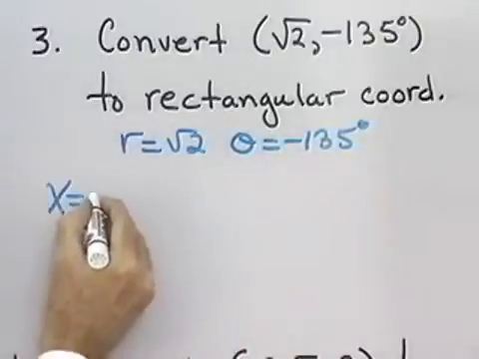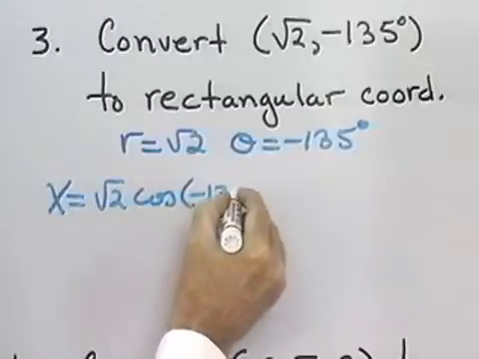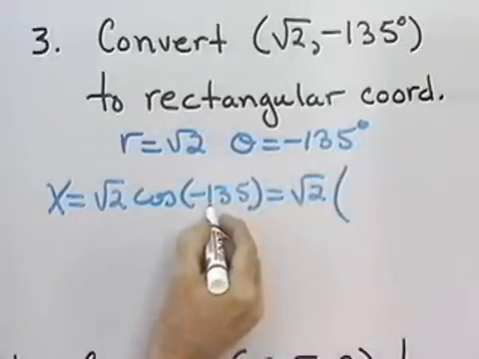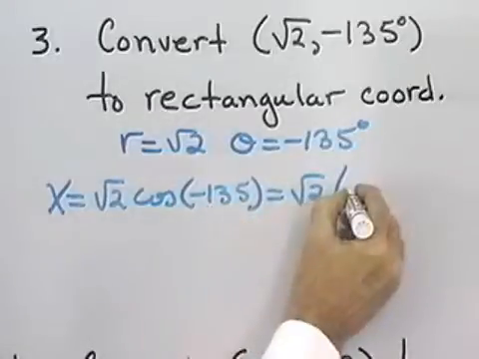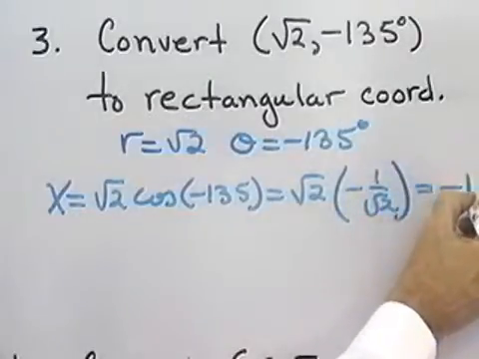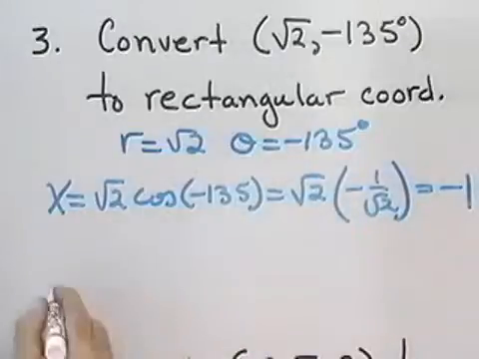X is equal to R cosine of theta, which is square root 2 times cosine of negative 135, that's going to be negative 1 over square root 2, which comes out to be negative 1. So square root 2 times negative 1 over square root 2 is negative 1.